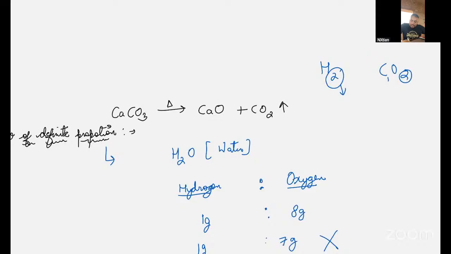So 83 elements are naturally occurring, but the remaining 35 elements are created by us.